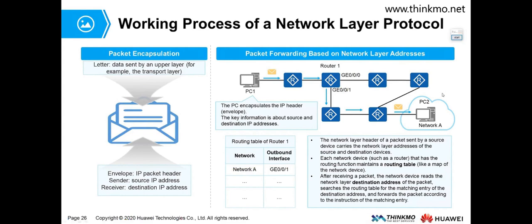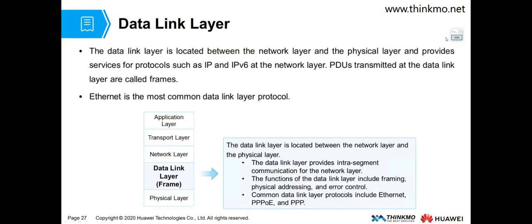Besides the network layer, it also goes through a layer 2 encapsulation. So, what is layer 2? We say layer 2 is the data link layer, which is located between our network layer and our physical layer, providing some services for our network layer protocols like IP and IPv6. Here, we usually refer to layer 2 data as frames. But it doesn't matter whether it's called a frame, a packet, or a data segment. They all essentially refer to data.